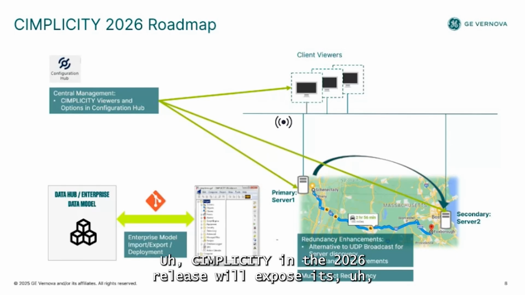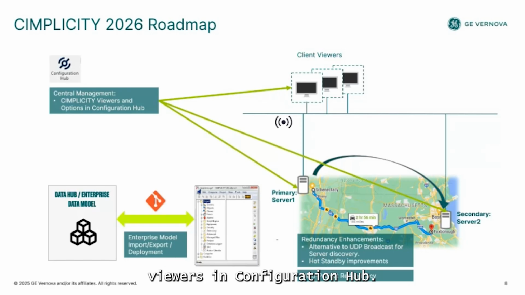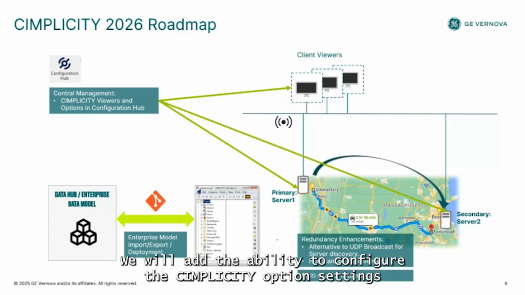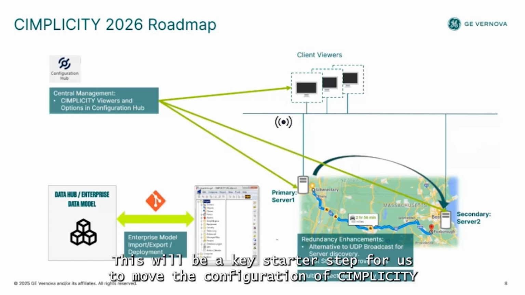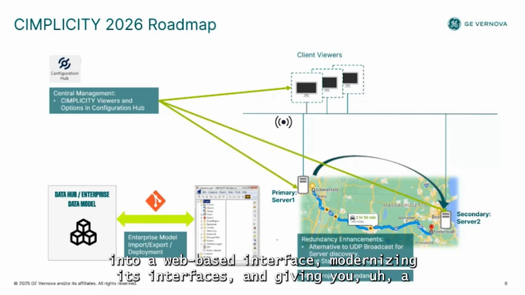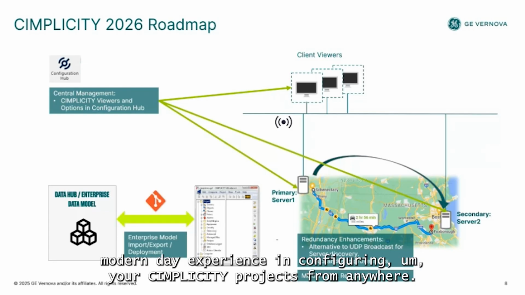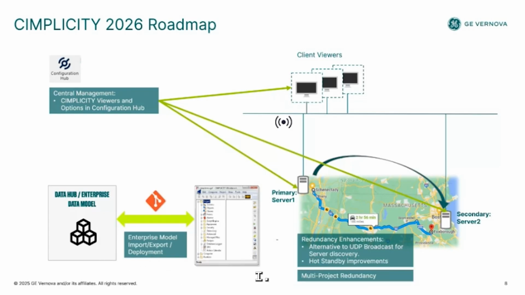Cimplicity in the 2026 release will expose its viewers in Configuration Hub. Currently, you can only see servers. As well, we will add the ability to configure the Cimplicity option settings in both viewers and servers. This will be a key starter step for us to move the configuration of Cimplicity into a web-based interface, modernizing its interfaces and giving you a modern-day experience in configuring your Cimplicity projects from anywhere.